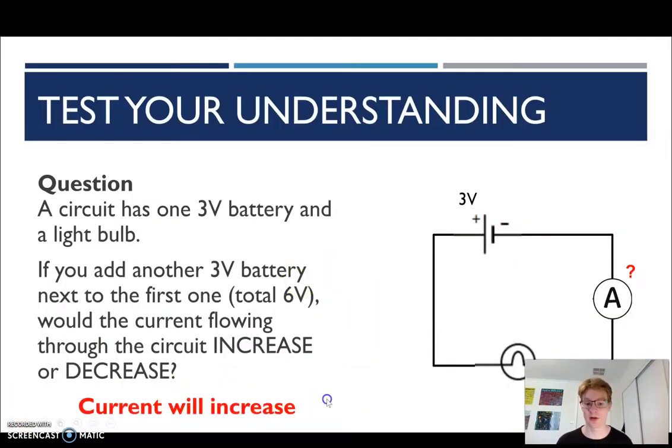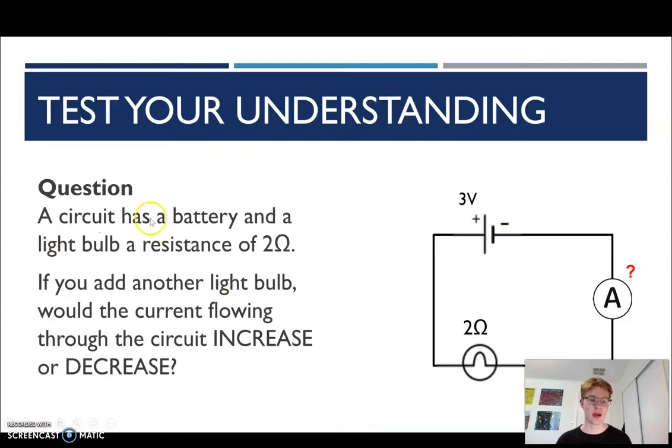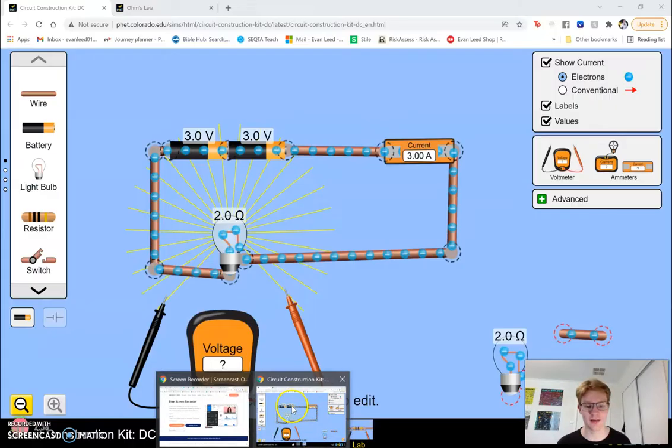So that answers this question. The current will increase. Next one here, though, is a circuit has a battery and a light bulb with a resistance of 2 ohms. If you add another light bulb, would the current flowing through the circuit increase or decrease? So adding another light bulb, is that going to cause the rate to increase or decrease? I think you might be able to guess, but let's check.